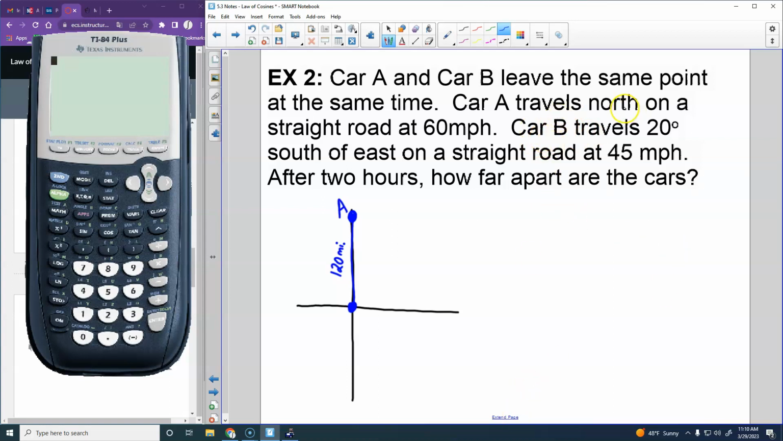So car B travels 20 degrees south of east. So this is north, this is south, this is west, this is east. So when we see 20 degrees south of east, it means the road's main direction is east, but it's 20 degrees below that. So it would be going in this direction right here. This is our car B. And this angle right here is 20 degrees. And if you go 45 miles an hour for 2 hours, how far will you travel? 90 miles.